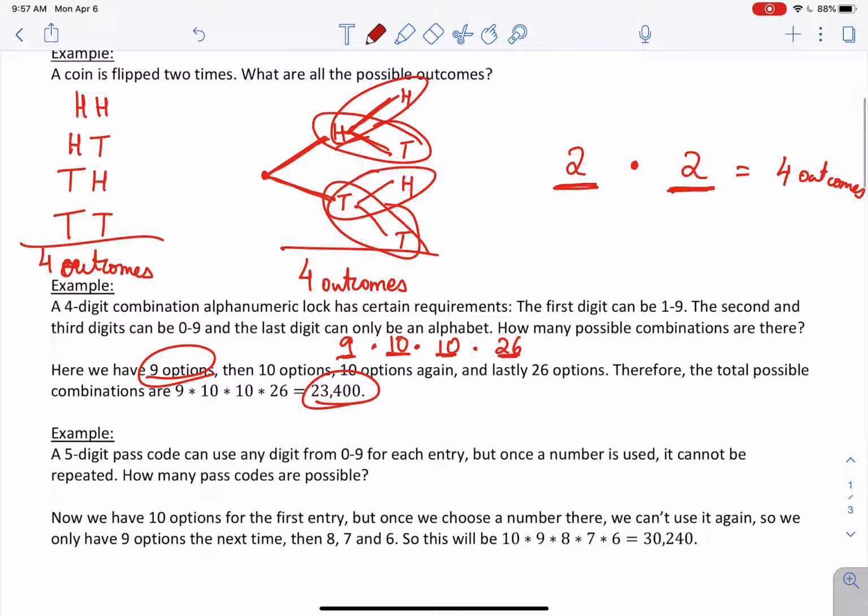Another way to do this is supposing you have only digits from 0 to 9 for 5 digits, but now you can't repeat a number. So if you've used a number, you can't use it again. Well, the first time you have 10 options. You can pick any number between 0 and 9. But once you pick a number, now you don't have that option anymore. So supposing I picked 5, now I can only pick 0 through 4 or 6 through 9. So I only have 9 options. Now I've picked 2 numbers, so I only have 8 options, then I only have 7 options, and then I only have 6 options. So I multiply all of those together, and I get 30,240 from that.